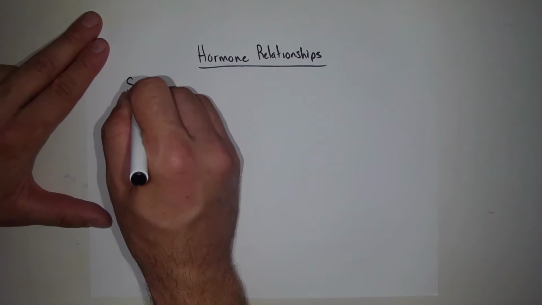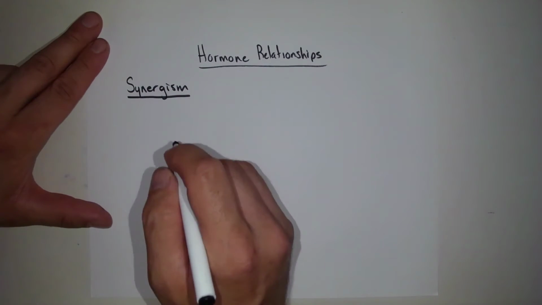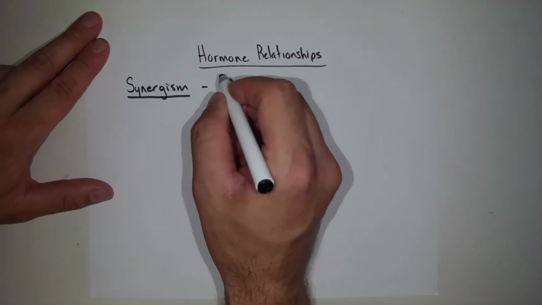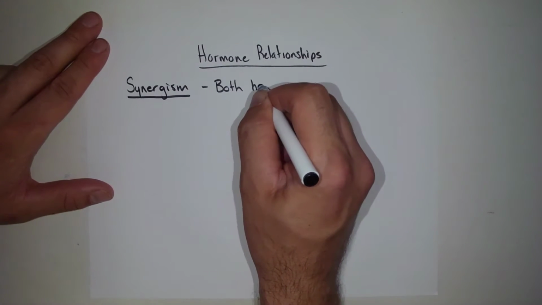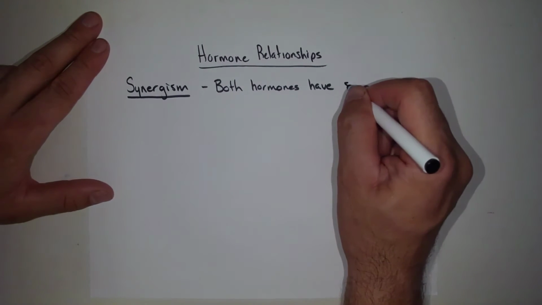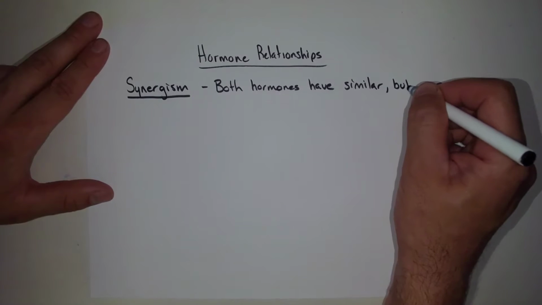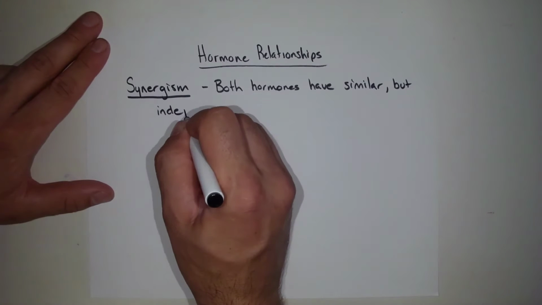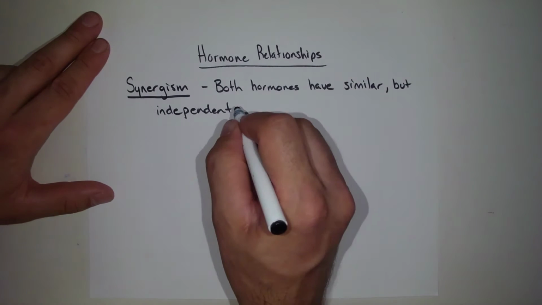The first one is synergism. When something has a synergistic effect, they act together. Okay? So both hormones in this case, or however many hormones you have, have similar effects on the body. But these effects are actually independent of the other hormone.